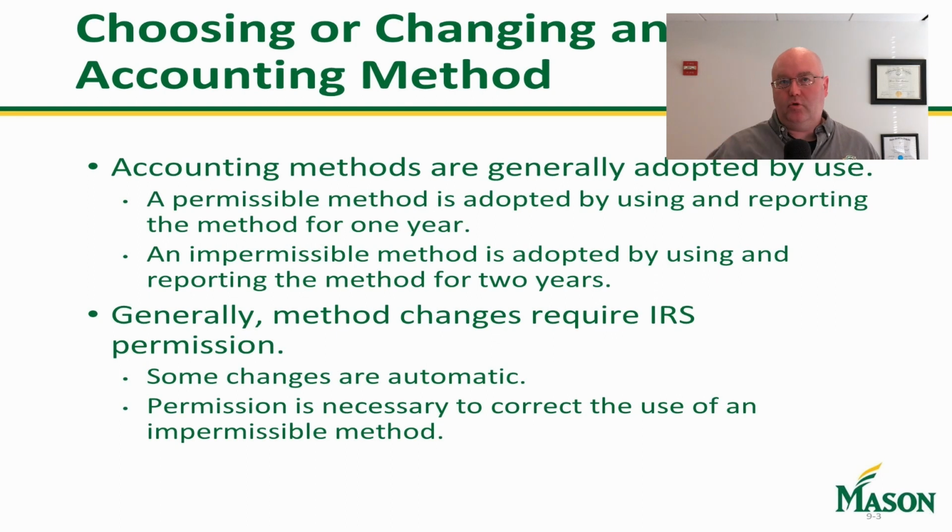All right, so choosing your accounting method: if you choose a permissible method, it's adopted by using and reporting it in the year, for 1 year. An impermissible method is adopted by using and reporting it for the year, for 2 years. So you might say, wait a minute, hold on just a damn minute. Kevin, you're telling me I can use an impermissible method, in other words, one that I'm not allowed to use, and it may stick? And the answer is yes.